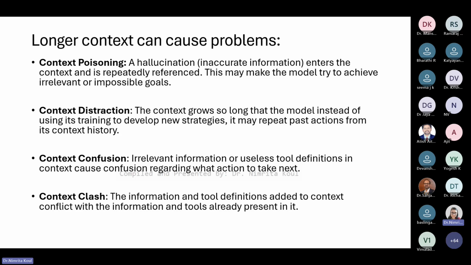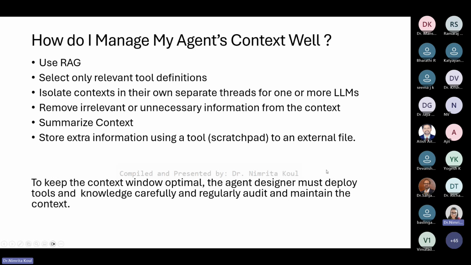All of these problems warrant managing your context. So what can we do in order to manage our context window? We can use RAG only with the relevant information, only with the relevant documents. You should choose your tool definitions very carefully, which tools are required for the task that your agent is going to do, and define those tools very precisely without superfluous information, and isolate.